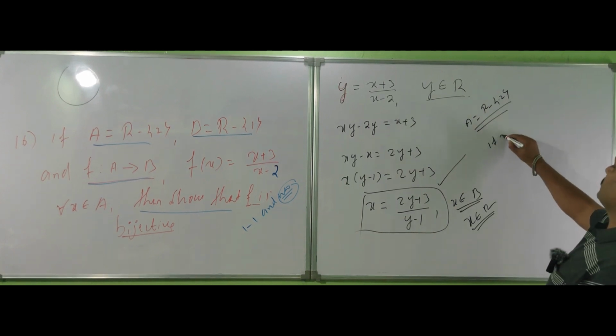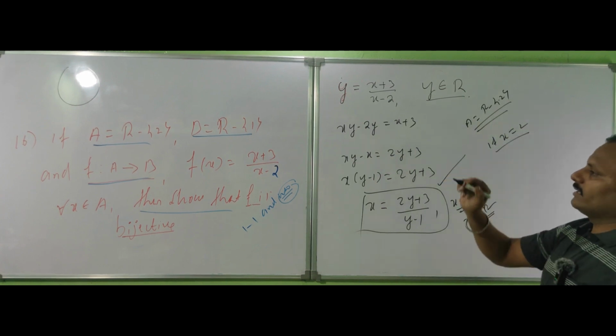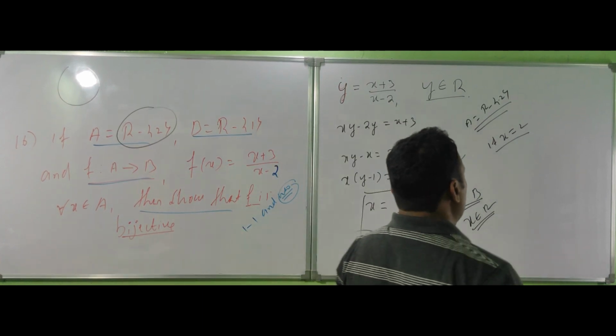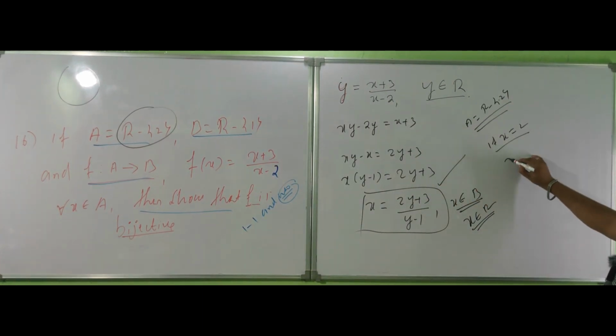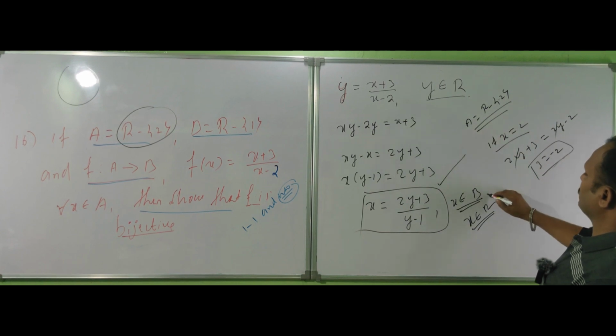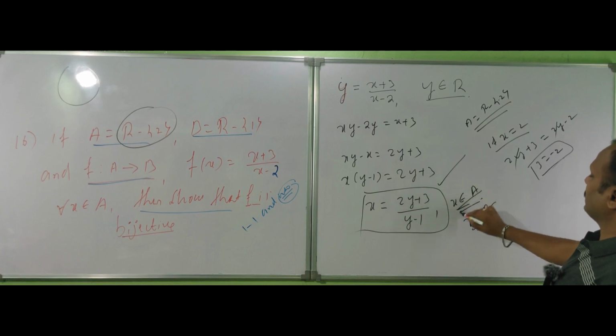If x is equal to 2, y they given except the element 2. I will show you why it is. If x equals 2, 2y plus 3 becomes 2y minus 2. This will become 2y cancel and 3 becomes minus 2, which is not defined. That's why x belongs to A, not here.